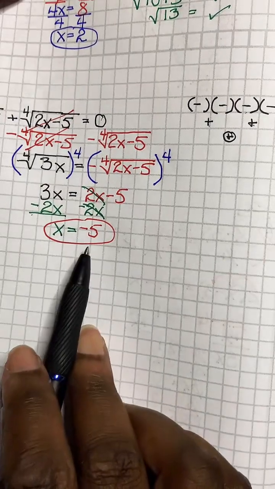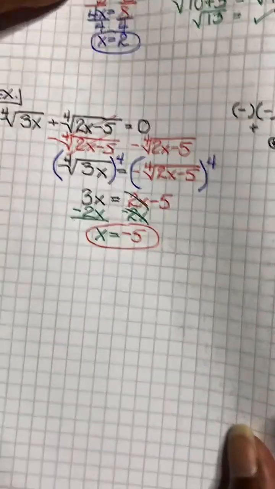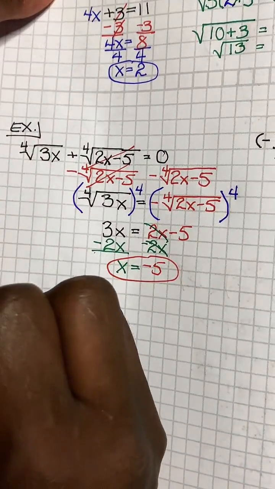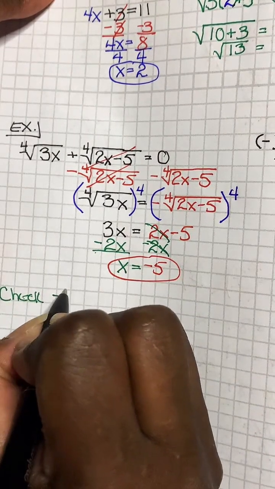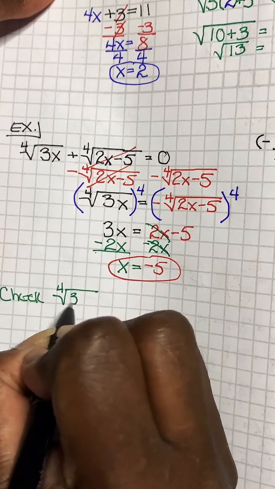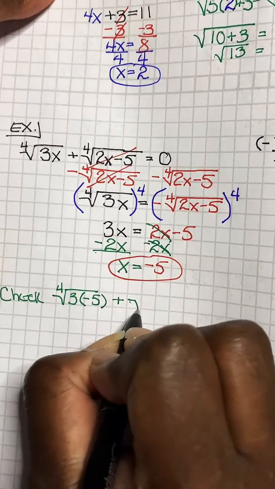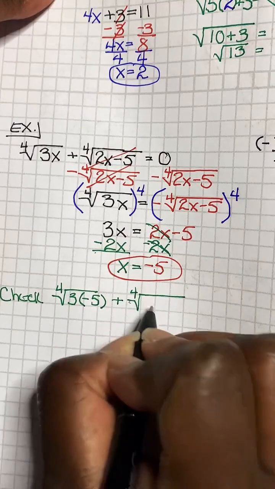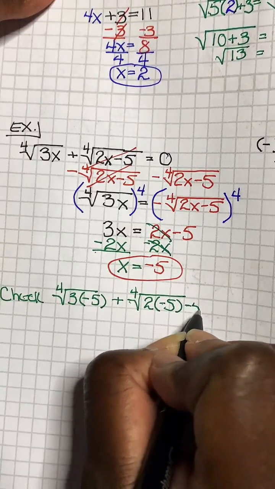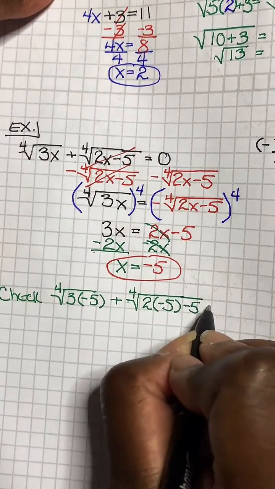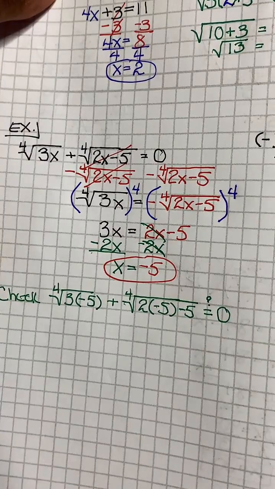All right. So now we have that negative 5. Let's put it back in and check it. Okay, so we're going to do a little check. So we have our fourth root of 3 times negative 5 plus our fourth root of 2 times negative 5 minus 5. And we want to see if it equals 0. So I always put like a little question mark to see if it equals 0.